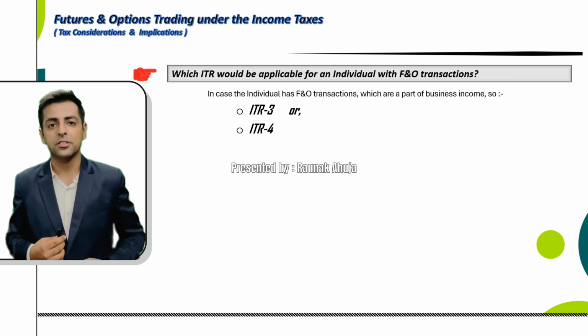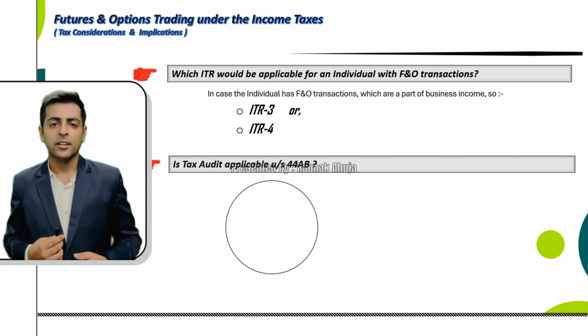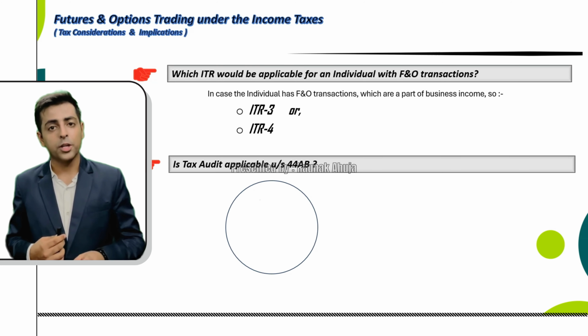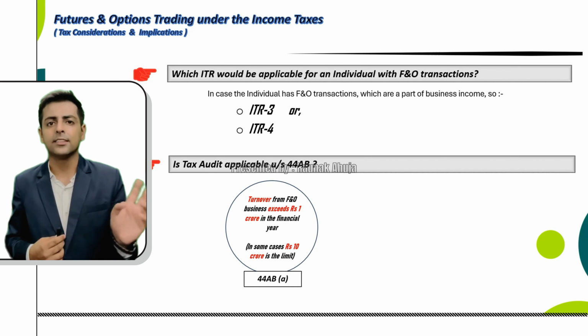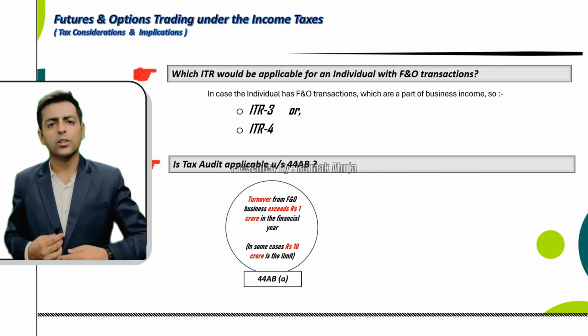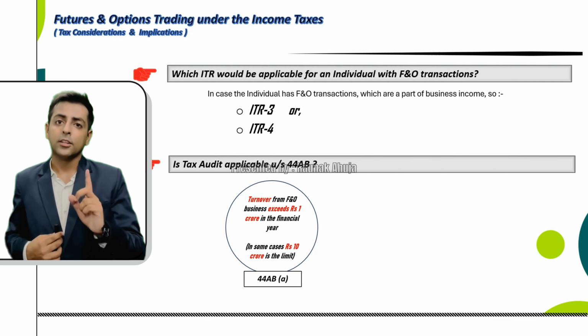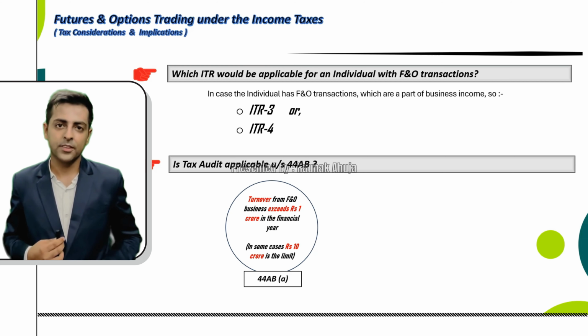Now, moving on to the next question. Are the tax audit provisions applicable in case of the FnO segment profits? In this case, I would like to highlight that the provisions of the tax audit will be applicable on the individual or HUF or any other taxpayer in case it has profits from the FnO segment. However, tax audits are not applicable to everyone. Such audits are required to be done only in case the taxpayer satisfies certain criteria.